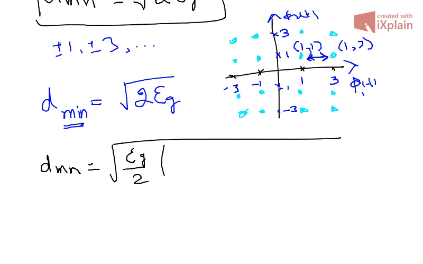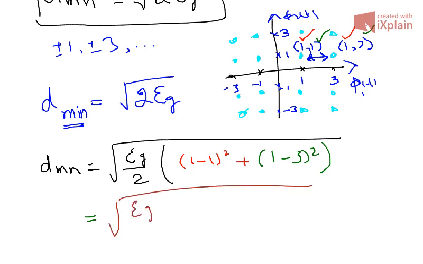Eg over 2 times, you have (1 minus 1) square plus (1 minus 3) square. So if you square it and solve this one, what do you get? Eg over 2 times, the first term is 0. I have used this expression just as I derived it in the previous video. Here it is 4, right? 2 square.